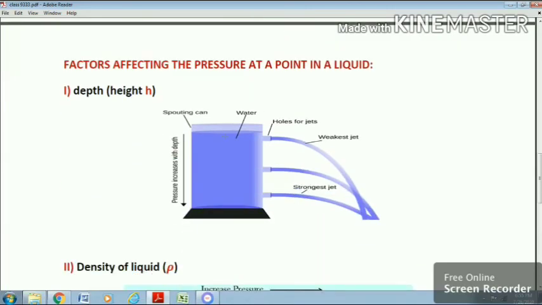Now this is an example of a diagram related to height, meaning depth here. The deeper we go, the more the pressure in the liquid column increases. So pressure increases with depth. It is directly proportional to depth. As you can see, in the third hole of the jet the pressure of the liquid is more because we are going deeper and deeper for the third hole. So the first factor which affects pressure is the depth or height. The deeper we go, the more the pressure increases.